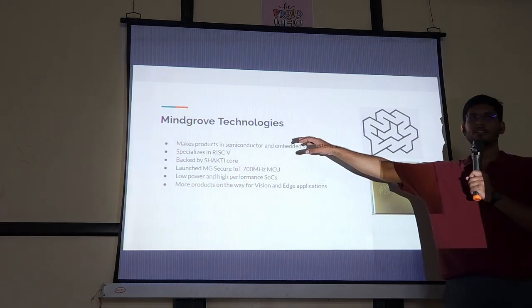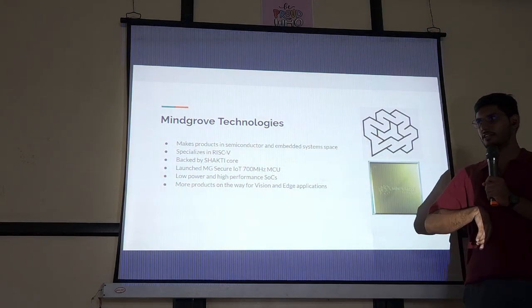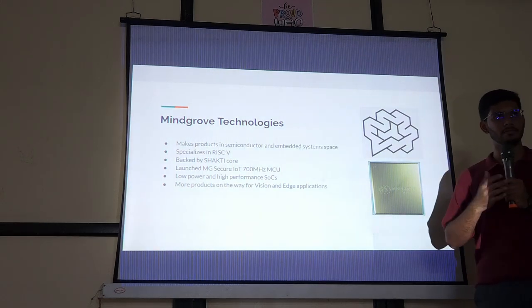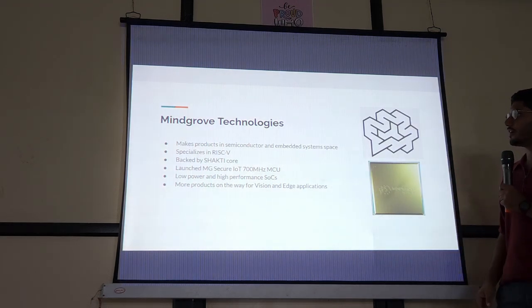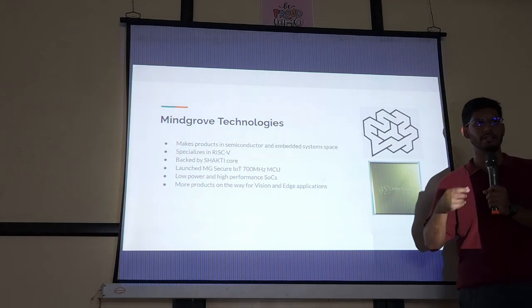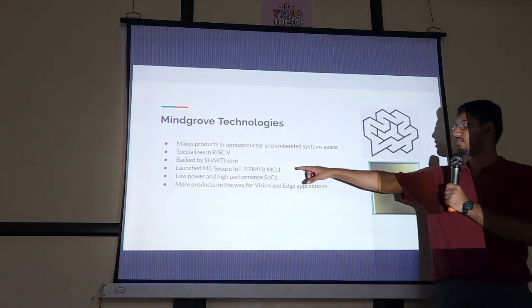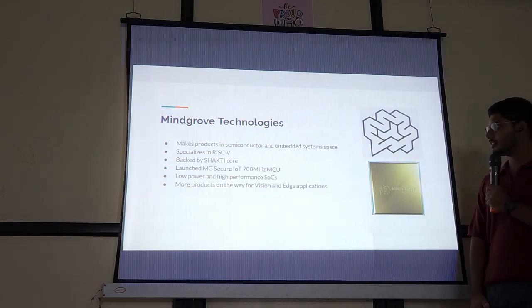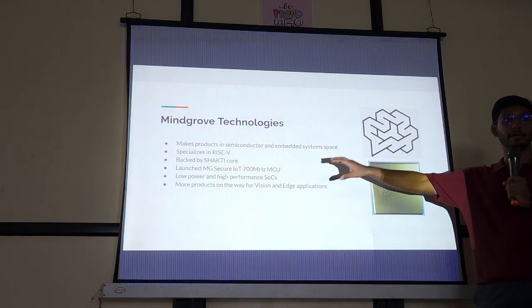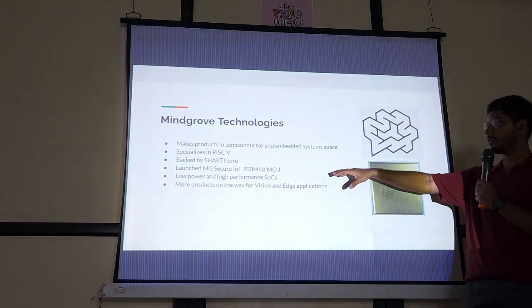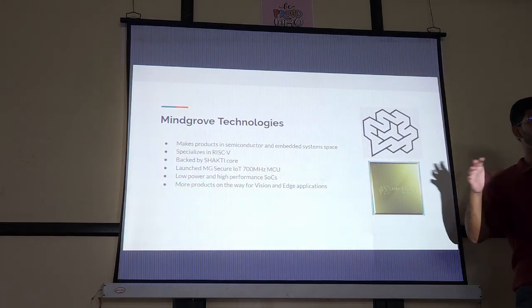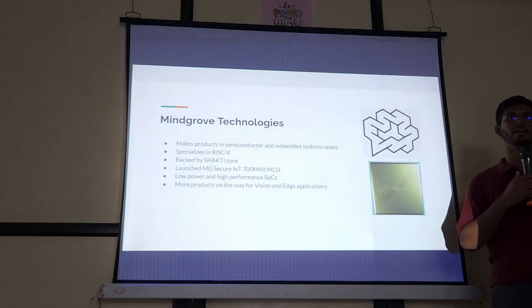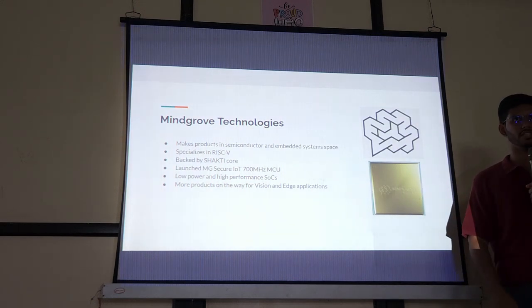Then this is a very new buzz company, Mindgrove Technologies. It is a startup from IIT Madras, and they heavily rely on the Shakti SoCs. They have recently launched their product, this MG Secure IoT 700 megahertz MCU. It is their custom built in India microcontroller based on RISC-V using the Shakti cores. They are currently targeting the deep learning and IoT related market. They are expected to launch their deep learning related products by the end of this year or the first quarter of next year.